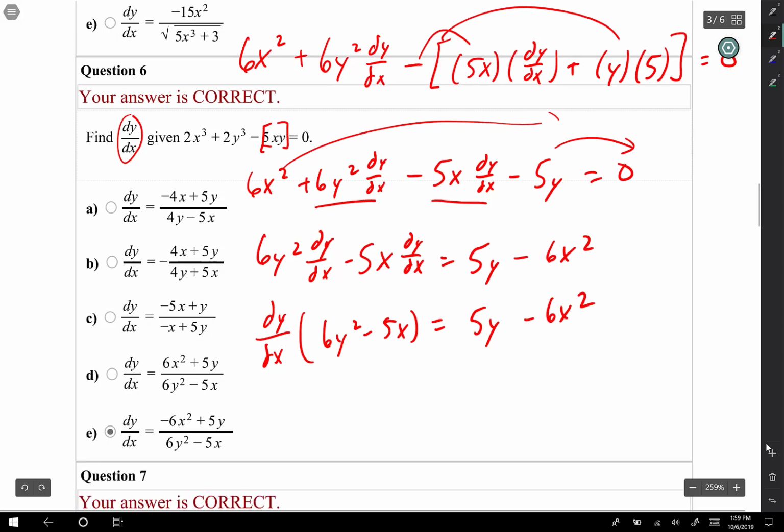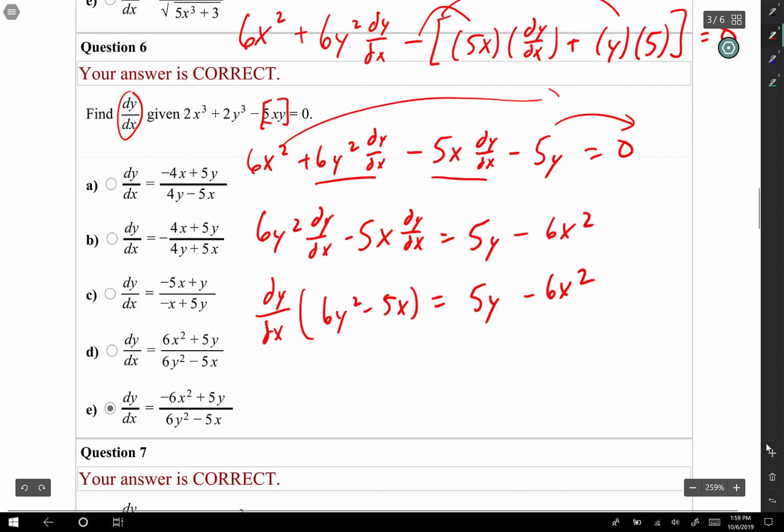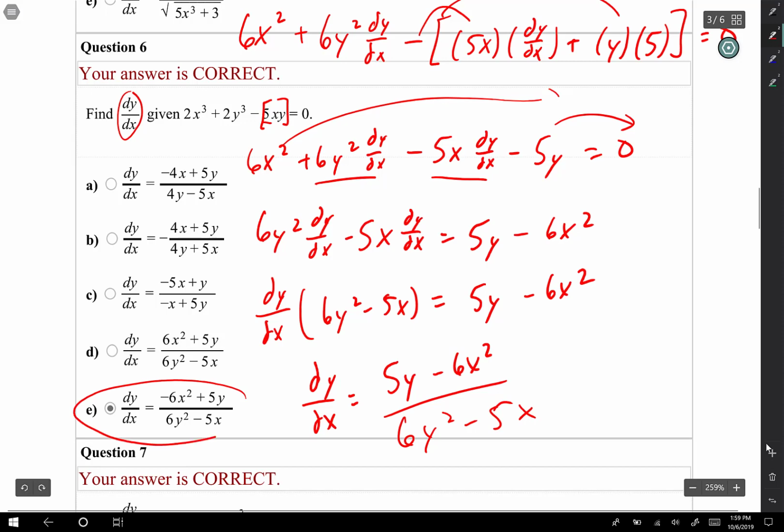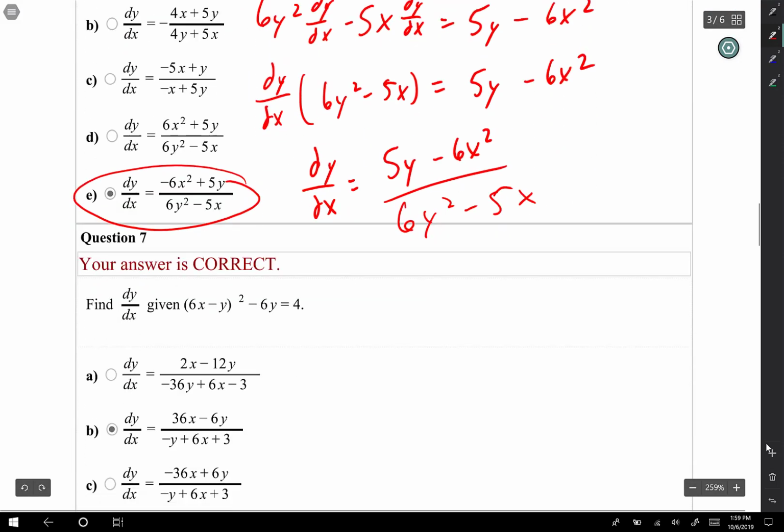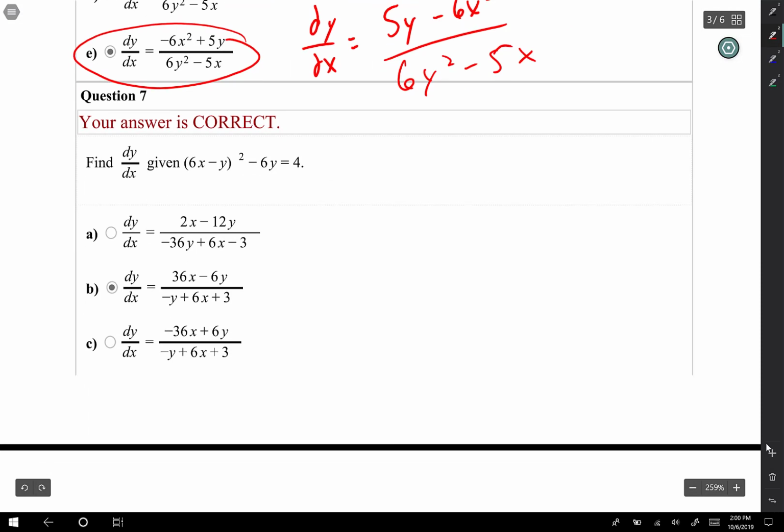And then just divide, because it is a product. dy/dx times this guy, 6y squared minus 5x. So divide by 6y squared minus 5x, and you get dy/dx equals 5y minus 6x squared over 6y squared minus 5x. And then we just look for it. And there it is. Cool? Cool. All right. Here we go. Let's do another one.